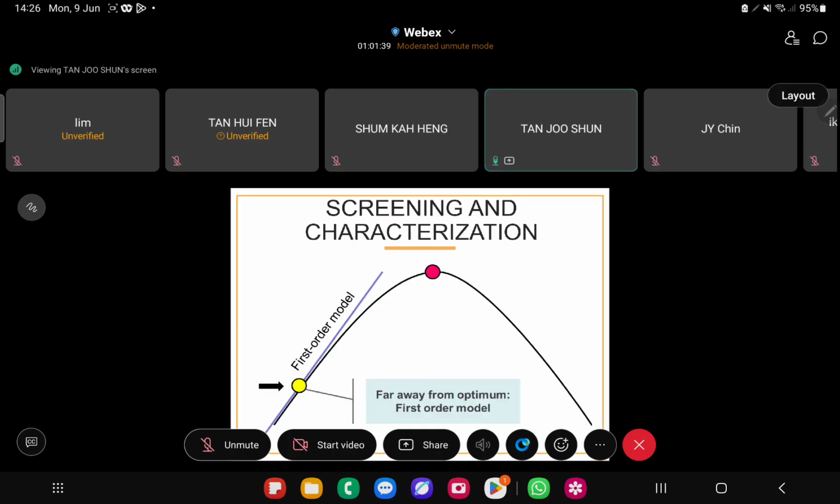Okay, so screening and characterization is to find whether it's significant or not. Okay, so you can see whether the line is going up the hill or going down the hill.